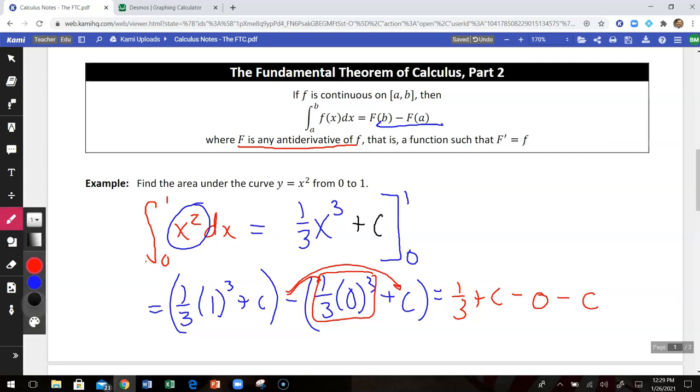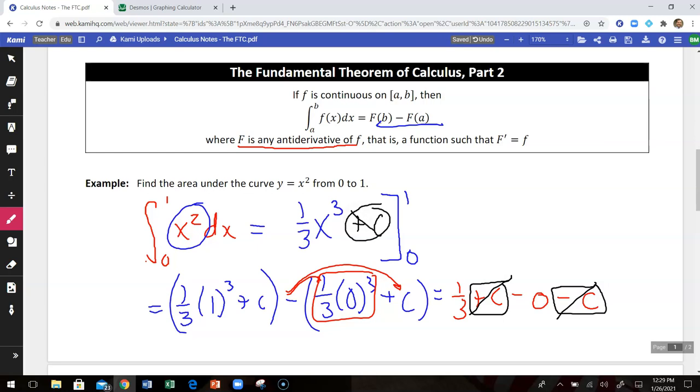So what happens? Well, regardless of what I put for my constant, I'm always going to have plus c minus c. I don't need to put that. So this right here is completely unnecessary whenever you do the antiderivative. You don't need to put plus c. That is if it is a definite integral, which means we have these bounds and I'm evaluating it. I don't need to put that plus c.